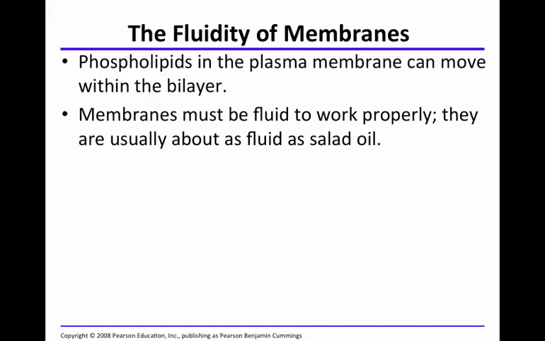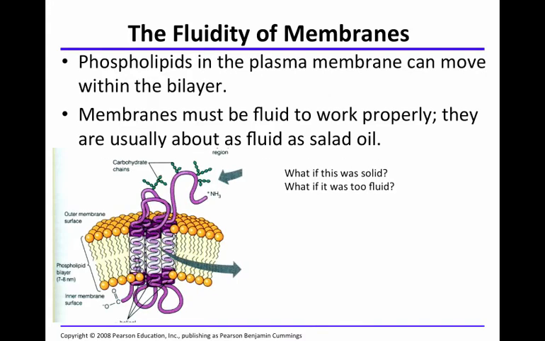Membranes must be fluid in order to work properly, and it's estimated that they're usually about as fluid as salad dressing. So really think about the membrane as a fluid model, a fluid mosaic. What would happen if our cell membranes were solid? What would happen if they were too fluid?